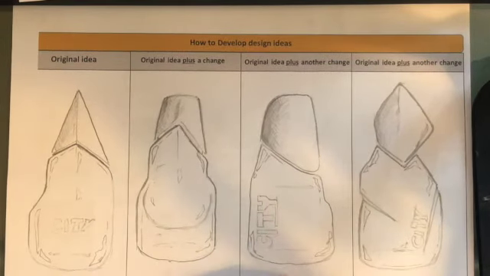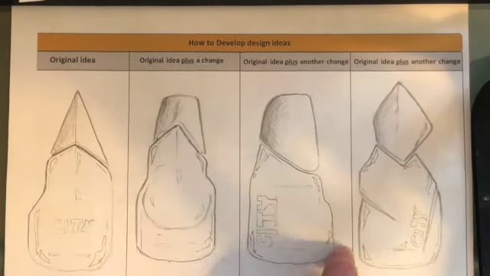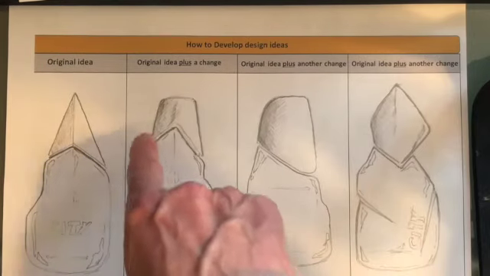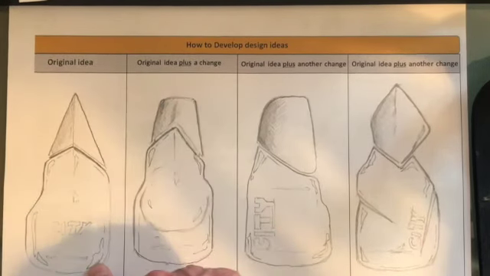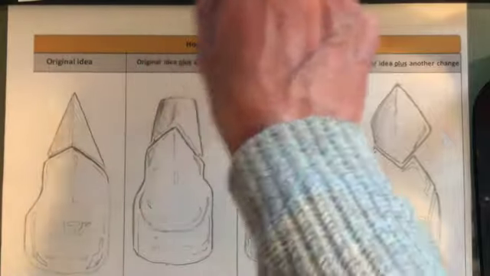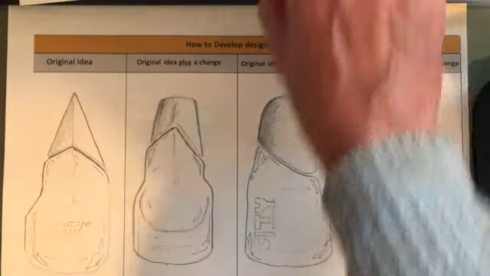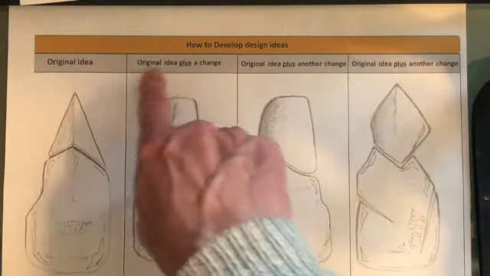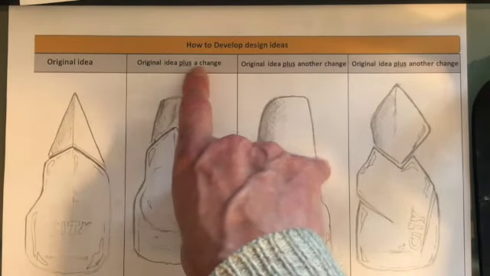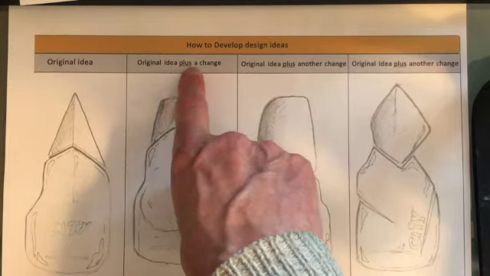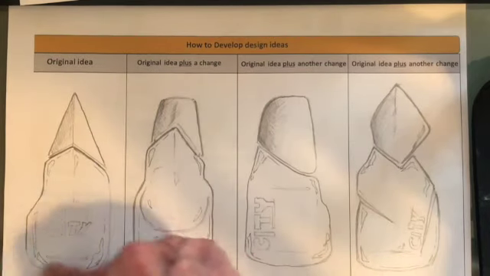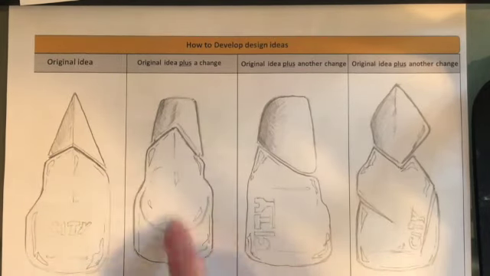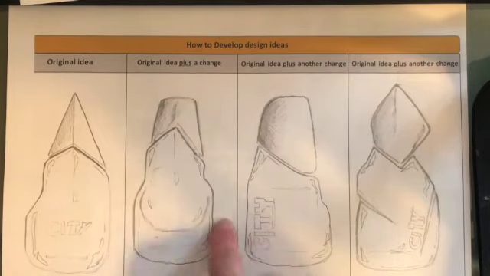But what you've got in front of you is a sheet that looks exactly like this. And in the first box, you've got to draw out your original idea, and then in the second box you can see it says at the top original idea plus a change. So you're taking that idea and you're changing it very, very slightly to become something else.